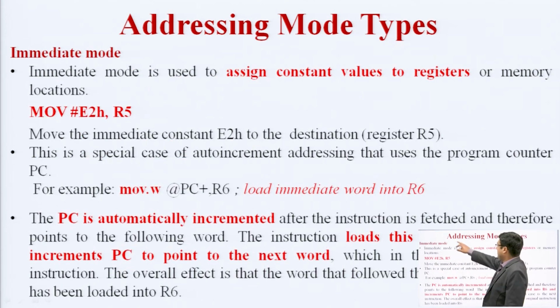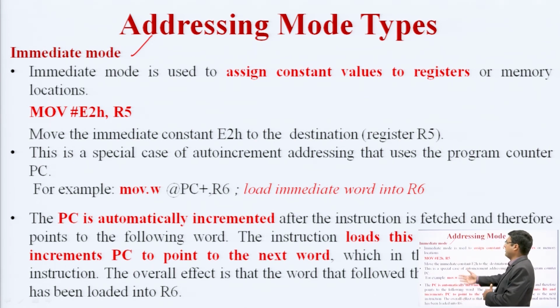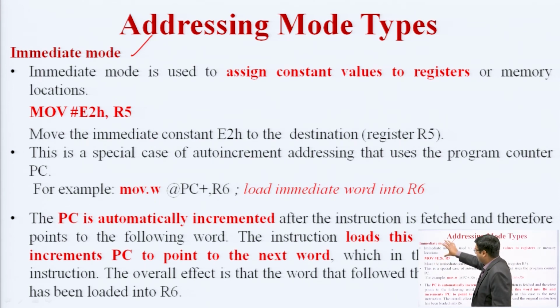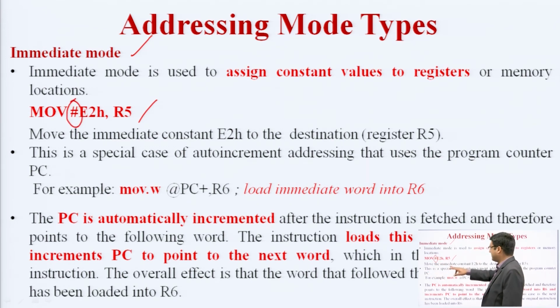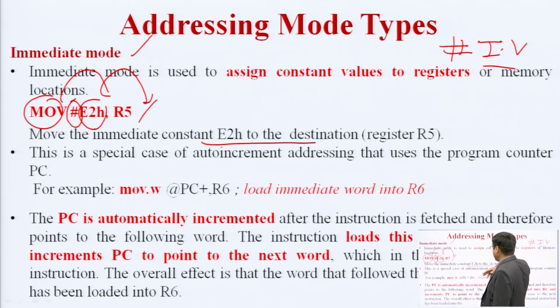And the last addressing mode is immediate mode. As the name implies, immediate means we are directly moving the value from one operand to another operand. To indicate that this is the immediate addressing mode, we will put a hash sign here, or we can say some immediate value. Hash represents that it is an immediate addressing mode, it is an immediate value. Move is the opcode, we are moving the source operand value into the destination. So, the constant, that means the immediate value.